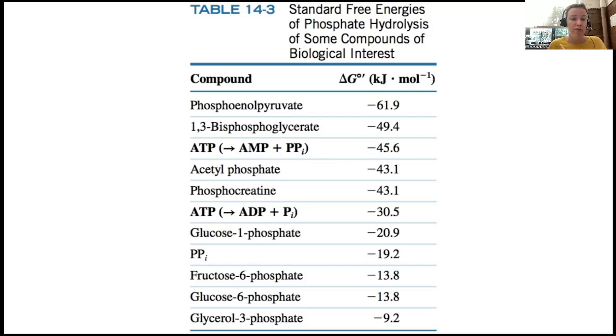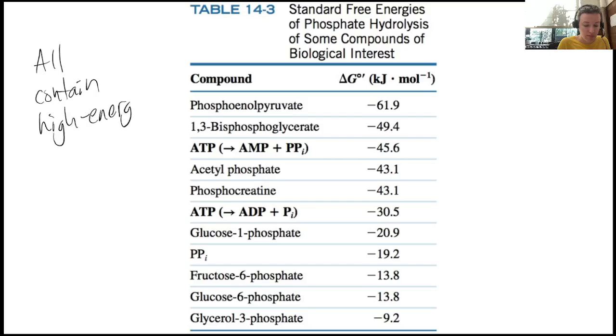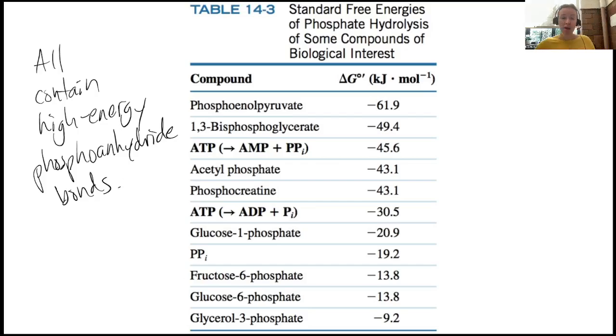And here is another table for you to look at that lists the delta G of hydrolysis for a bunch of molecules that contain phosphoanhydride bonds. You can see that some are much more high energy than others. Up next, we're going to learn about another high energy molecule.